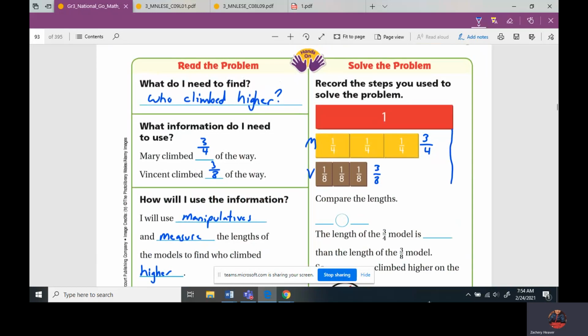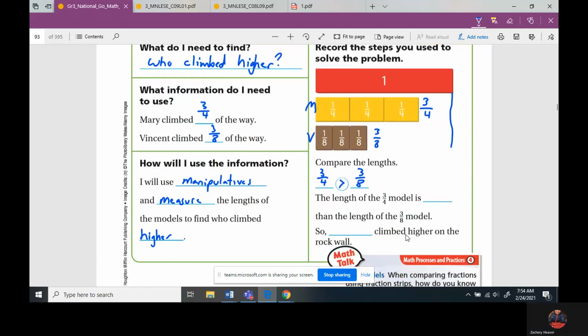So the numerators were the same, 3 and 3. That's cool. But the 8 has smaller pieces, so this 3 is going to be smaller. So I'm going to say 3/4 is greater than 3/8. The length of 3/4 model is bigger. So Mary climbed higher. If you need to pause right here, go ahead and pause.